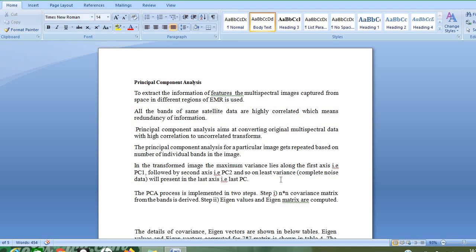Next, the PCA process involves 2 steps. First, it calculates the covariance data, then eigenvalues and eigenmatrix are computed.